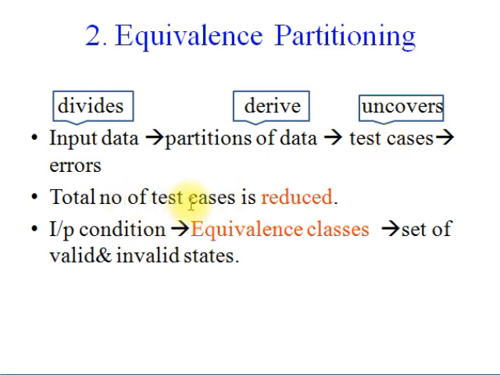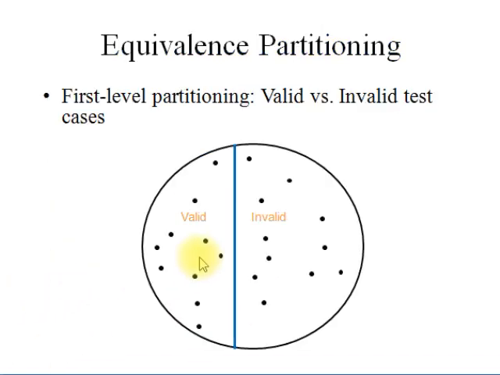So the total number of test cases can be reduced based on the inputs. Your inputs are classified into different categories, and we are not going to write test cases for each and every input. For each classification of input we will write a test case. Let us have an input condition. Based on that input condition your equivalence classes will be produced. Equivalence classes are nothing but a set of valid and invalid states. Let us take this diagram as an example.